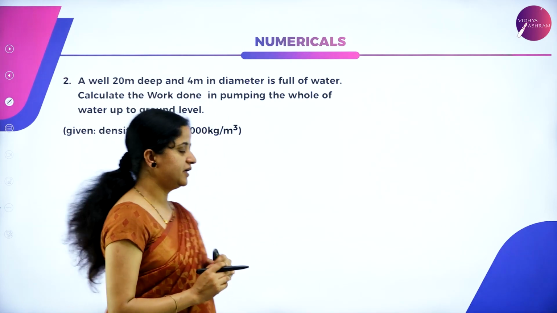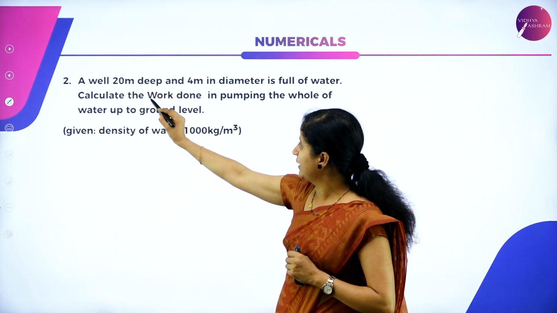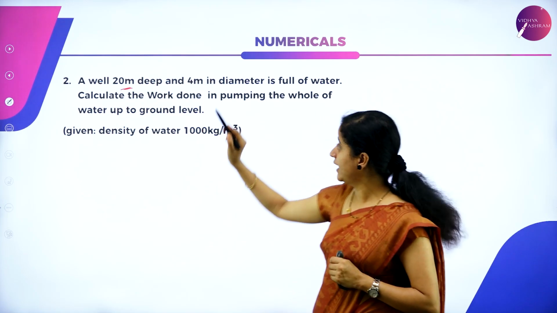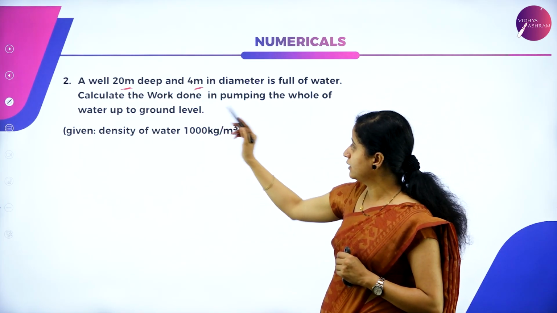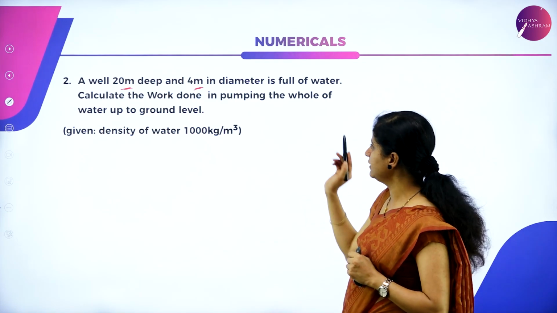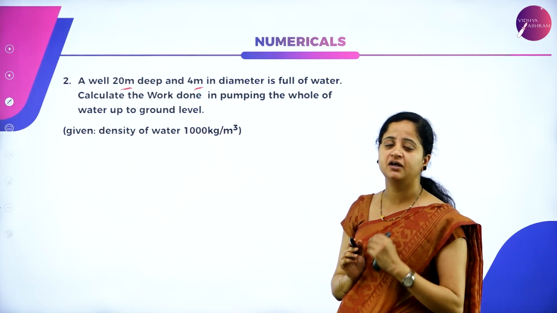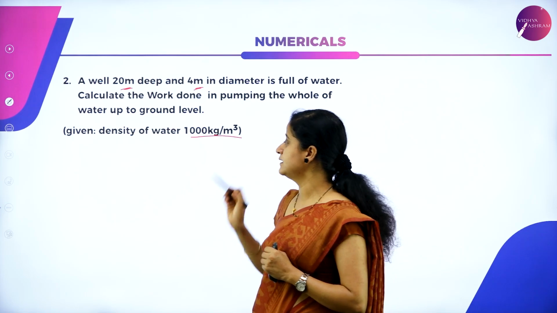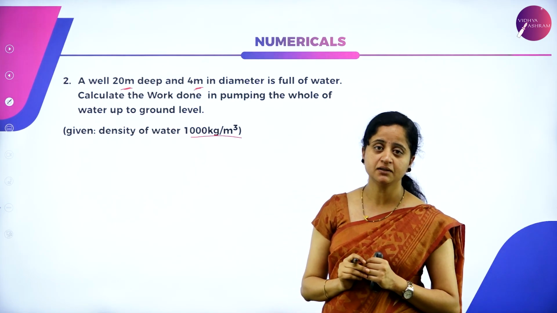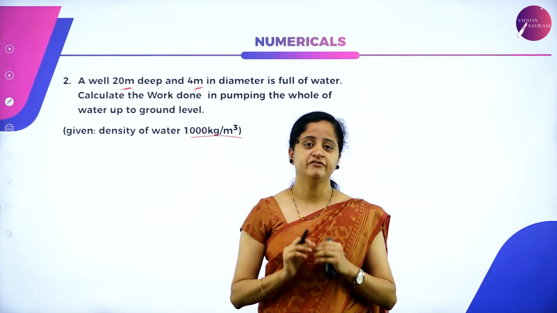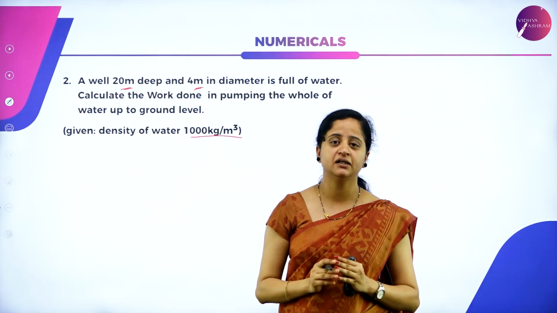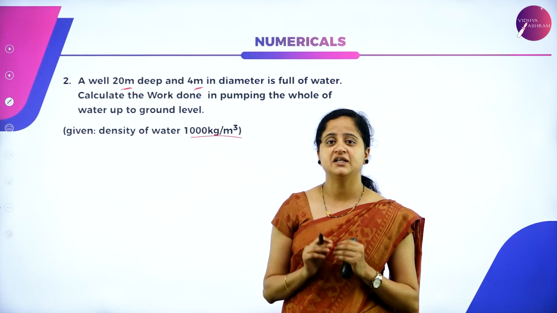So the next problem is a well 20 meter deep and 4 meter in diameter is full of water. Calculate the work done in pumping the whole of water up to the ground level. It is given that the density of the water is 1000 kg per meter cube. Here the work done has to be calculated. We must understand that the work done is stored in the form of potential energy.